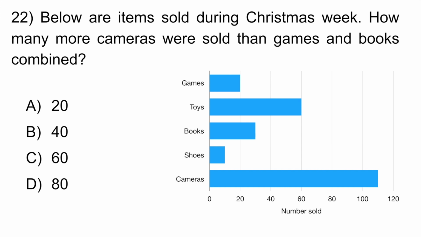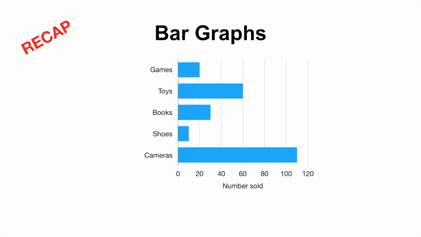All right, so this next question is a bar graph question. It says, below are the items sold during Christmas week. How many more cameras were sold than games and books combined? Let's remind ourselves a little bit about bar graphs. On the y-axis, you're going to have the items that are sold, so you have games, toys, books, etc. On the x-axis, you're going to have the number of those items that were sold.